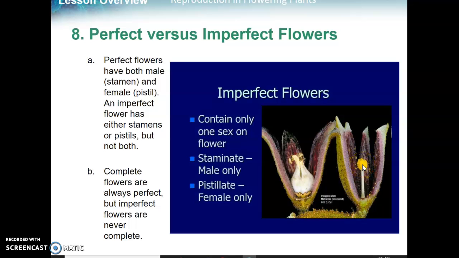Now, here's a statement: complete flowers are always perfect. Remember that complete flowers have all four parts.